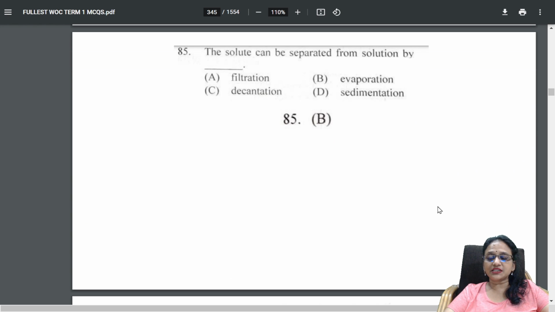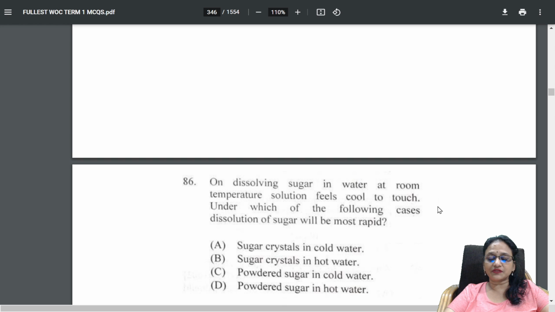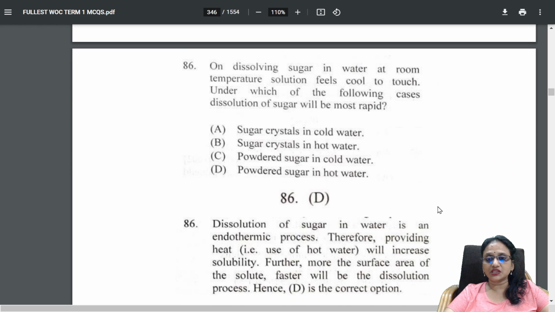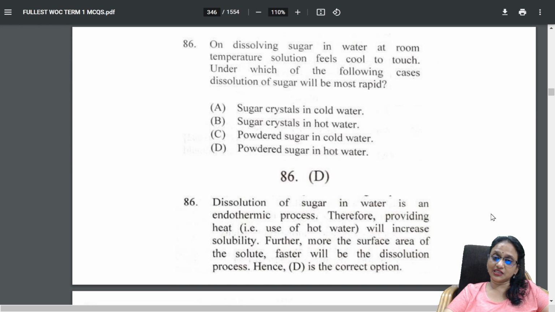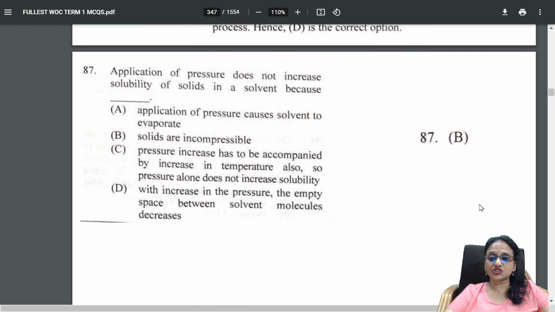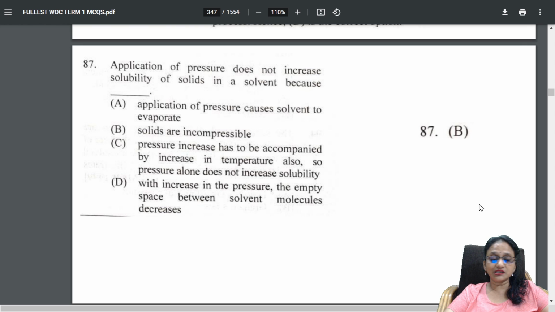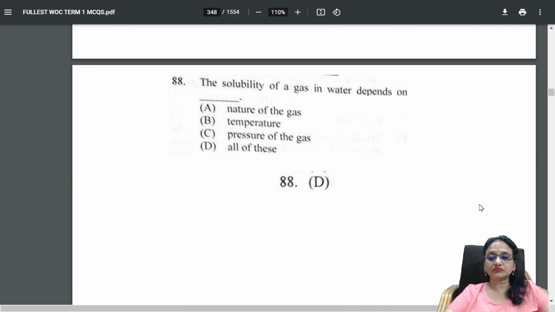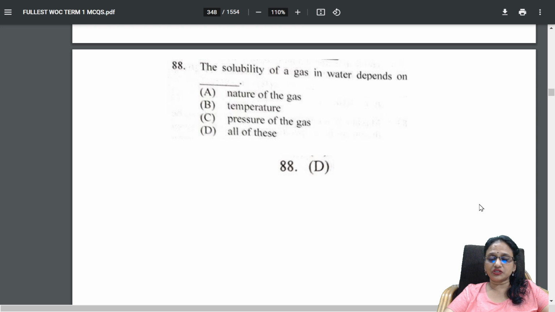Further, after completing this, we'll be entering a topic called colligative properties after dissolution. Colligative properties are all direct questions, students. So after dissolution, you can easily score marks in colligative property numericals. The only thing that may confuse you is your molarity numericals. So these are all questions on your solubility.